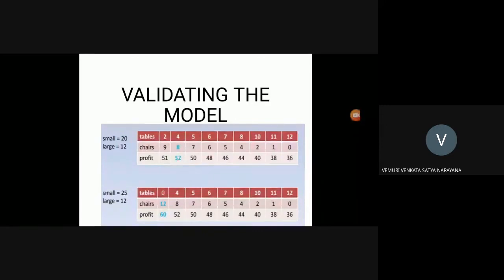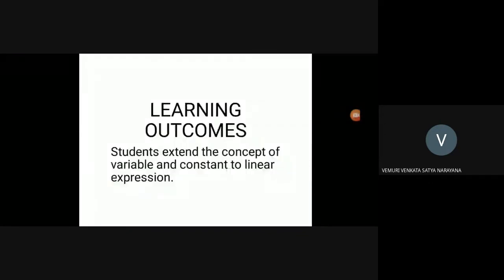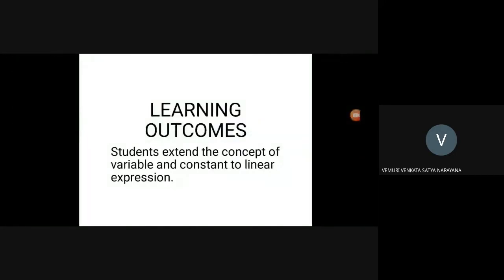by making 4 tables and 8 chairs. In the second, he can earn a maximum benefit of $60, which is produced by making 12 chairs and no table. So this is how we can validate this model. And the learning outcome: this is how the students learn to extend the concept of variable and constant to the linear expression further. Thank you, sir.